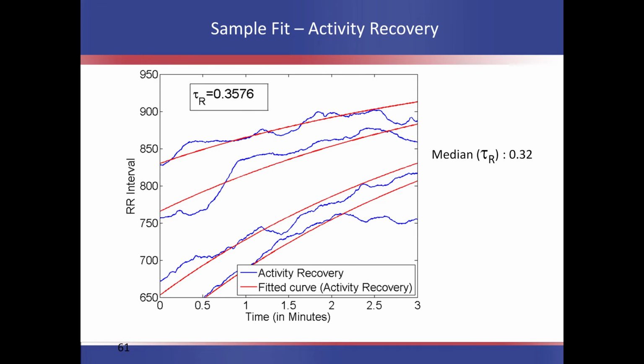Here is a depiction of how good the fit is. As we can see, the fit is pretty reasonable for recovery from activity. When you see the time constant tau of R of 0.3576, which corresponds to about 3.7 minutes to half recovery, that means in 3.7 minutes, a person would have recovered up to half of the baseline from where they are right now. The median recovery constant for the 9 participants who are in the lab is 0.32.